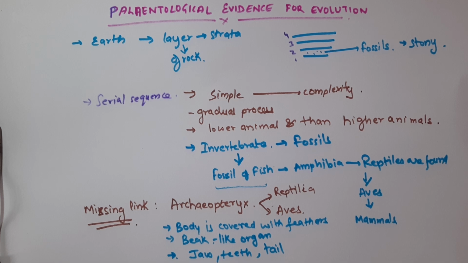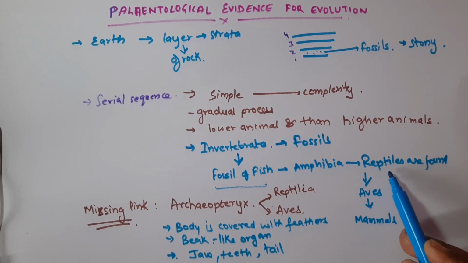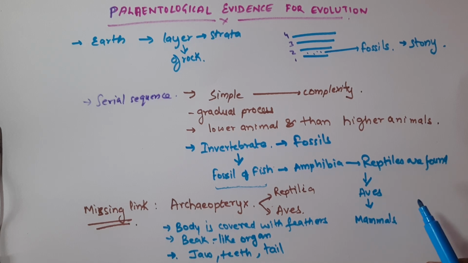So it is proved from this fossil that during the time interval, the reptilian group originated, which gives rise to the apes class. So the apes originated from the reptile class by undergoing evolution and developing some new characters. So Archaeopteryx is the missing link that provides the evidence for evolution. I hope it is clear for you.